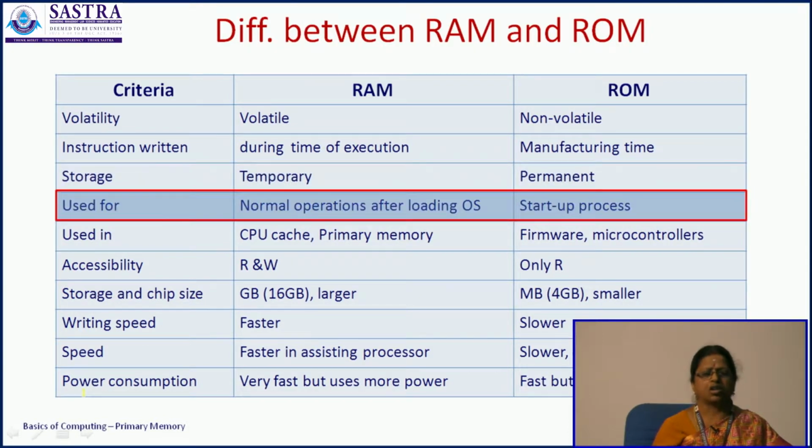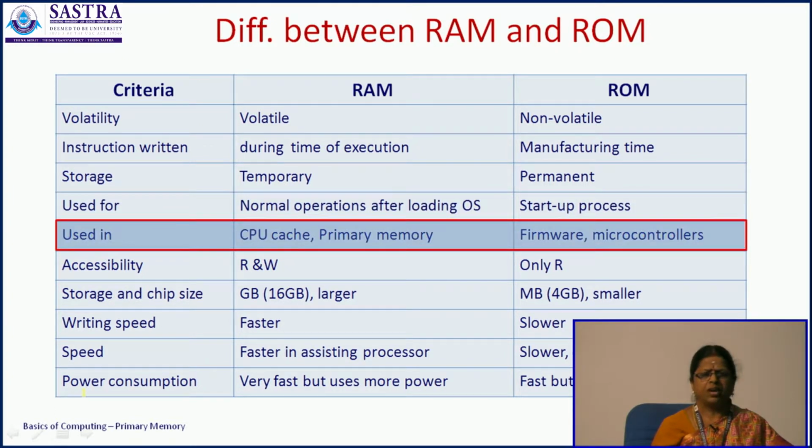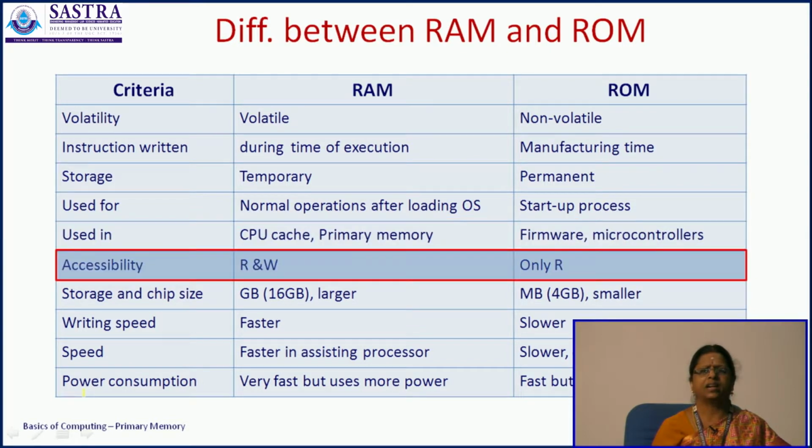RAM is used for normal operations after loading the OS, whereas ROM is used during the startup process. We use RAM in the CPU cache, or as a primary memory, whereas ROM is used in the firmware as well as the microcontrollers. We can read and write into a RAM, but into ROM we can only read.